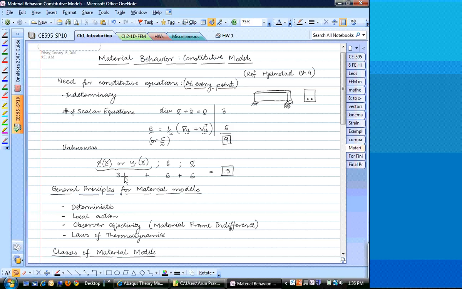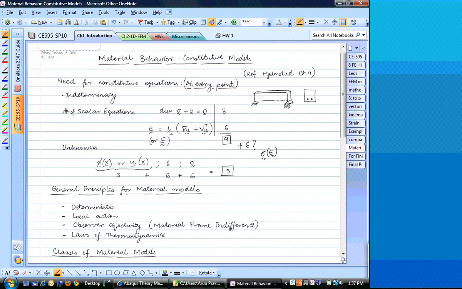So 3 unknowns right here. You have 6 unknowns for the strain, and you have 6 unknowns for the stresses. So you have 15 unknowns and 9 equations, which means that you have to find 6 more equations. And those 6 equations are nothing but the relationship of stress to strain.